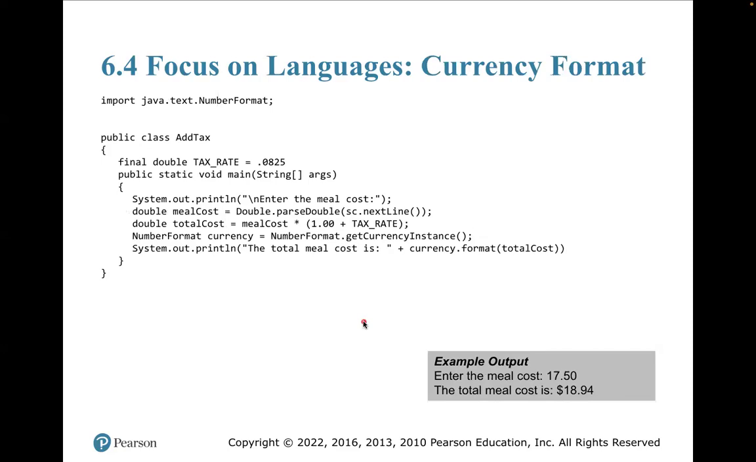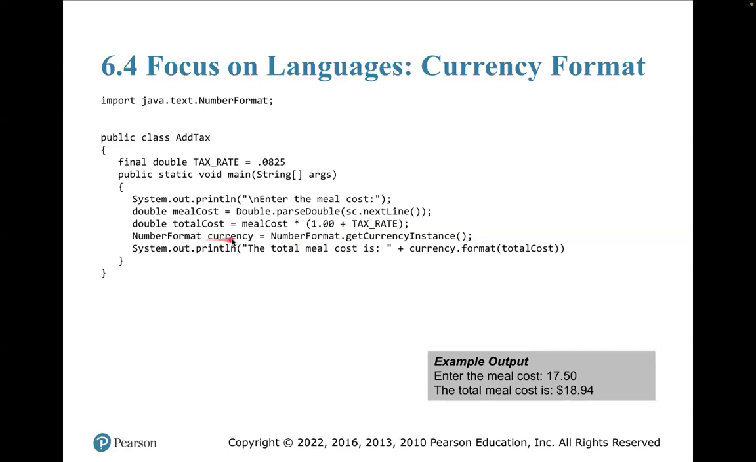Here's another one that's doing tax. In this case, we are using the currency formatter. When we want to do currency format, we'll do an example of this in a subsequent video. In this case, we're defining a tax rate of 8.25%. We're asking for the meal cost. Then we're adding the meal cost plus the tax rate. And so in this case, we're calculating the total cost, and then we're doing the format.